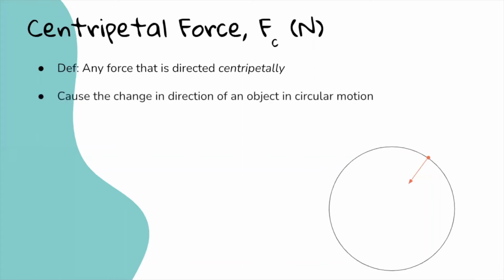If it's pointed towards the center of the circle, it causes the object to move in circular motion. So when the pig was flying around this room, the force pointed towards the center of the circle was tension. That means that your centripetal force and centripetal acceleration are always in the same direction as each other. They're always pointed to the center. And any force can be centripetal.